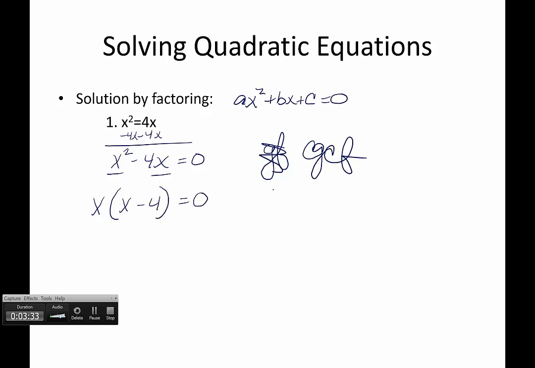Now to solve that, I'm going to use something called the zero product property, which says that either x has to equal 0 or x minus 4 has to equal 0, because anything times 0 equals 0. We don't know which one's 0, so we set both of them equal to 0. We get one at x equals 0, and the other at x equals 4.